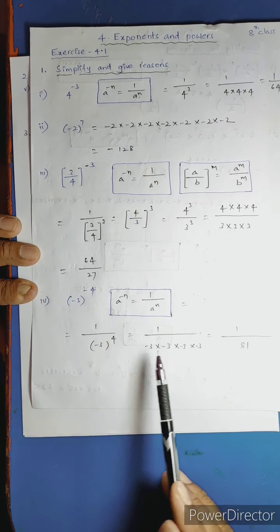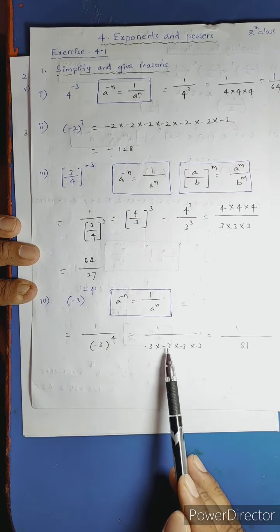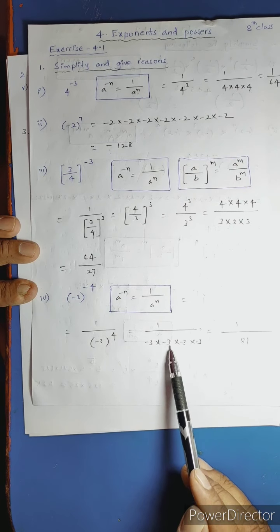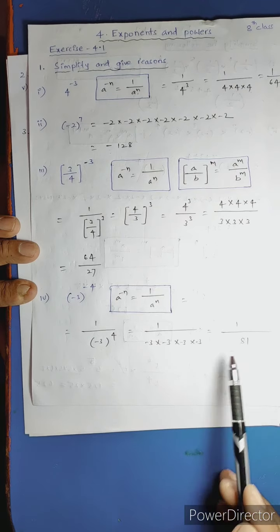How many times? 4 times. 1 2 3 4. Minus came here even times, so the answer is positive. 3 3s are 9, 9 3s are 27, 27 3s are 81. Okay.